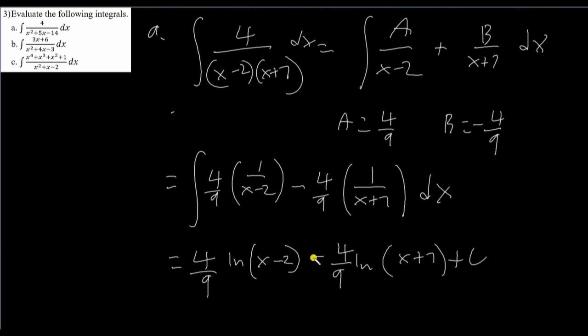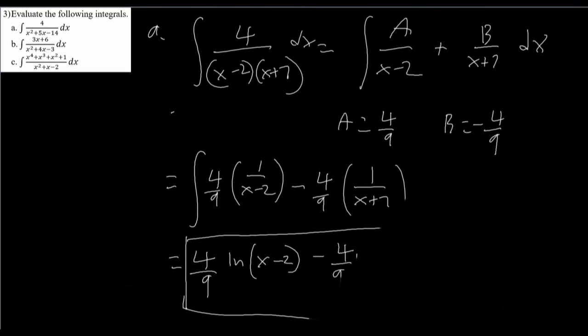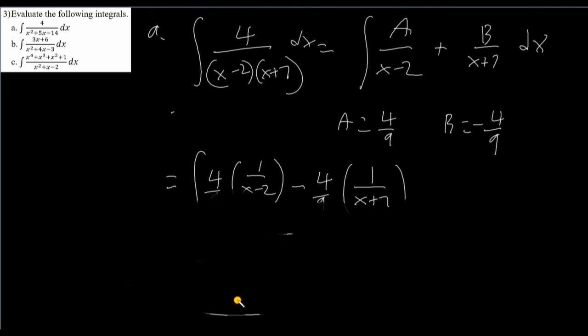Add the plus c. You can factor the 4 over 9 out if you want, but I'm just going to leave it. And we are done with part 1. And then look at part 2. How do you think we're going to approach this kind of question?